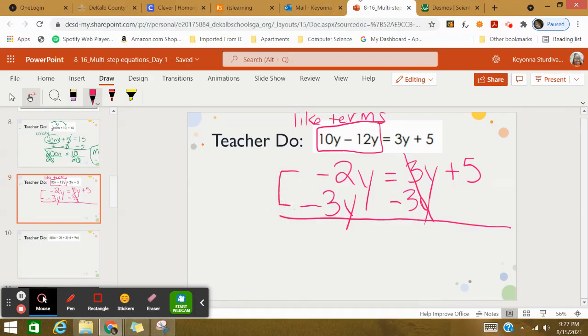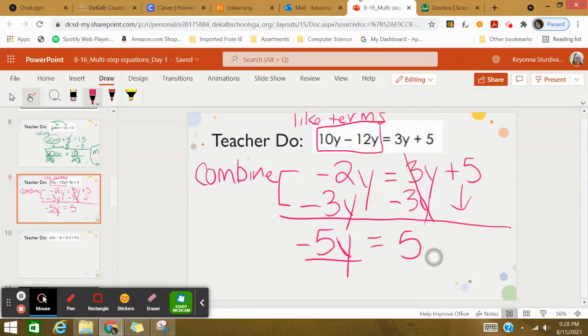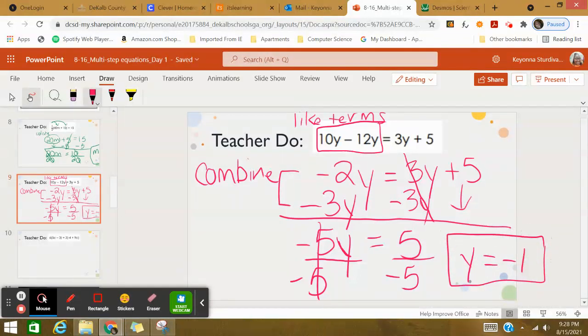So here I'm just combining my like terms. So I'm left with negative 5y when I combine these two. And then it's equal to 5, and I'm bringing this 5 down because I haven't done anything with it. Now I'm on my very last step. I want to get y by itself. This is multiplication, so the inverse of multiplication will be division. I'm going to divide both sides by negative 5. And so y, in this case, is equal to negative 1. And I am done with this example.